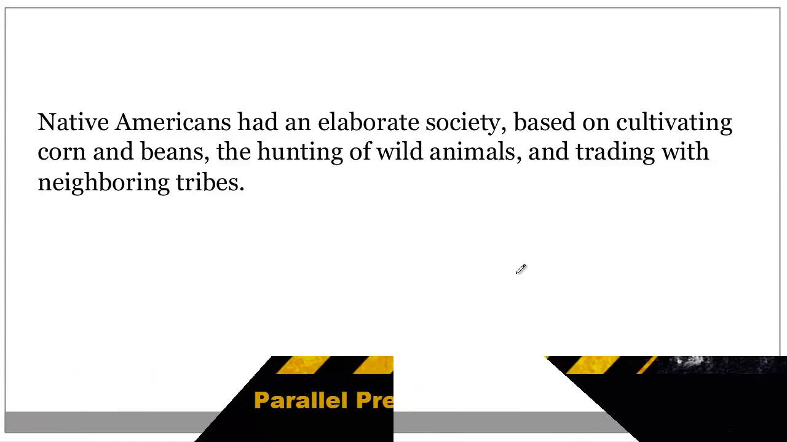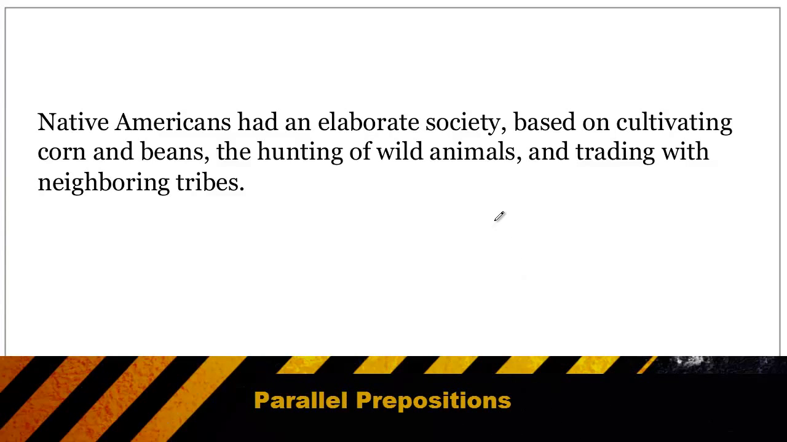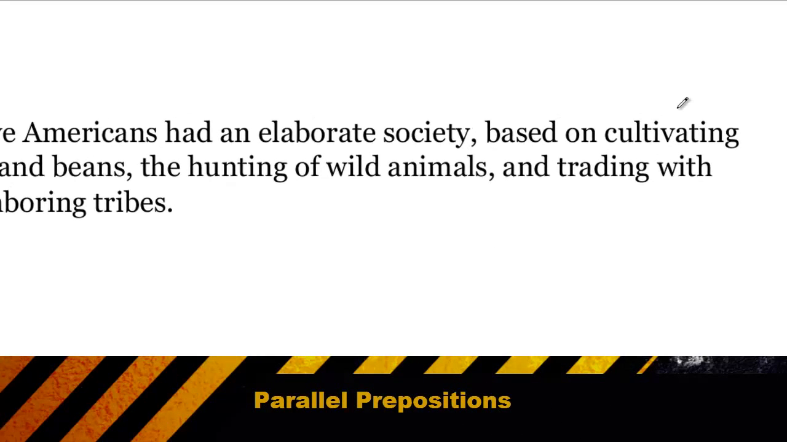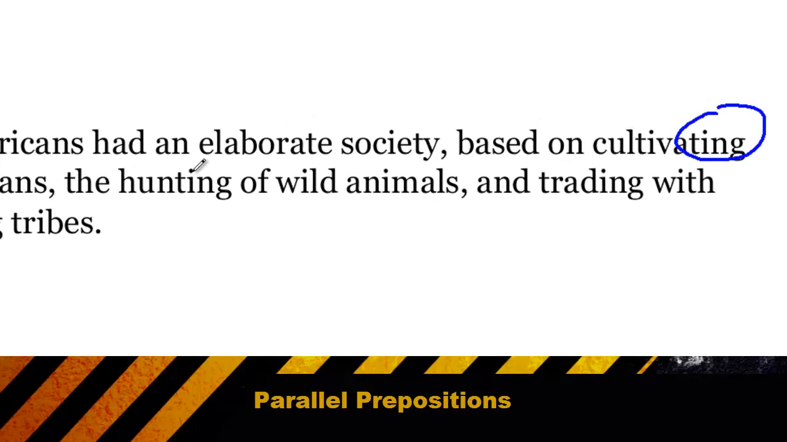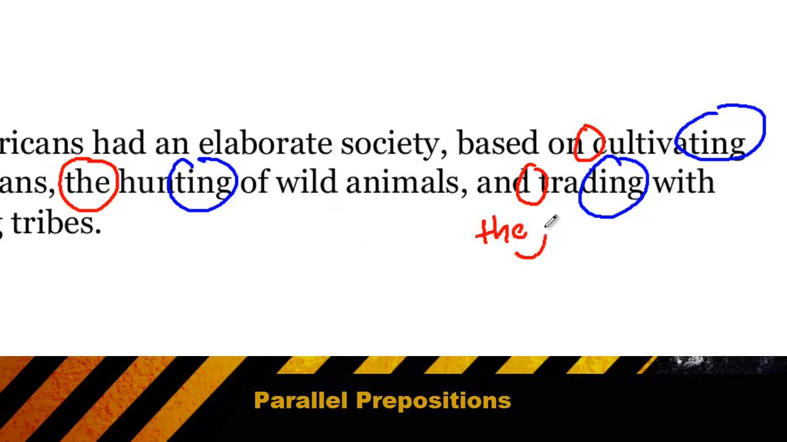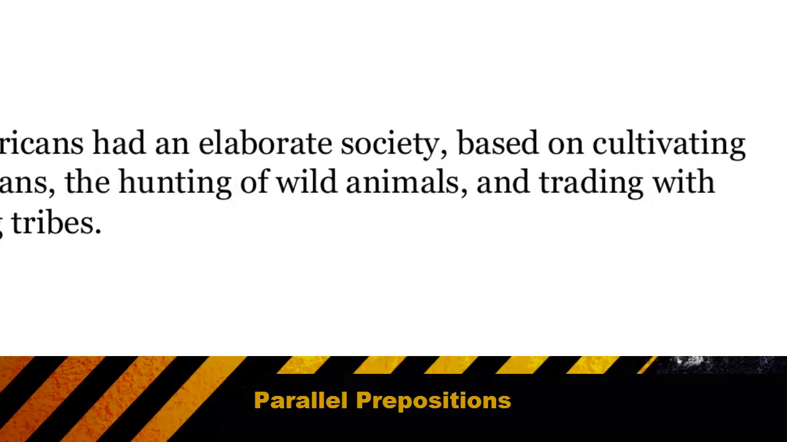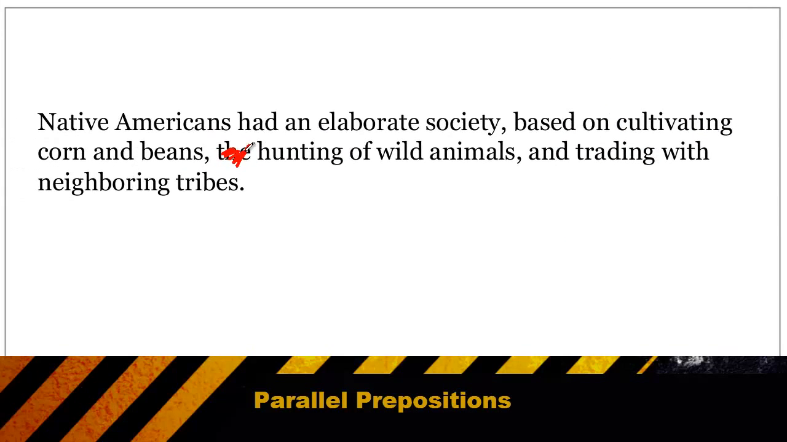In this sentence, we have another list describing the Native American society, which was based on cultivating, hunting, and trading. So all of the verb forms end in an ing, which is great. However, hunting actually has the in front of it, and neither of the other verbs do. So to make the sentence parallel, we'd either have to add the to the remaining verbs, or we could simply cross out the in front of hunting. Now the sentence is perfect.